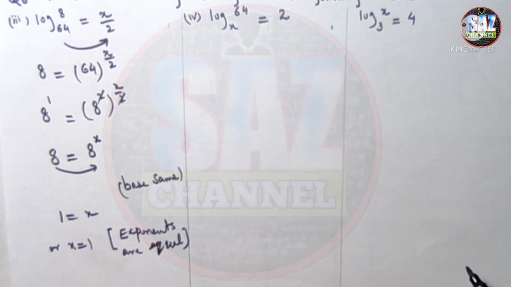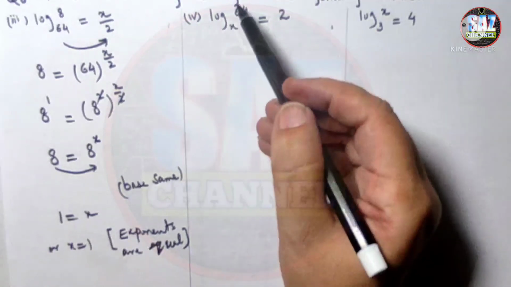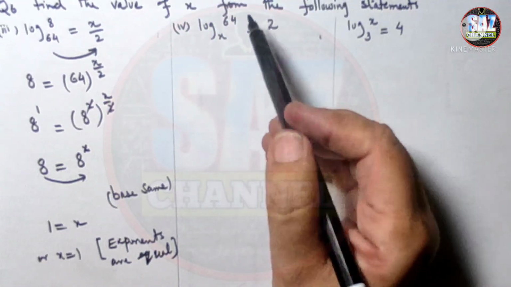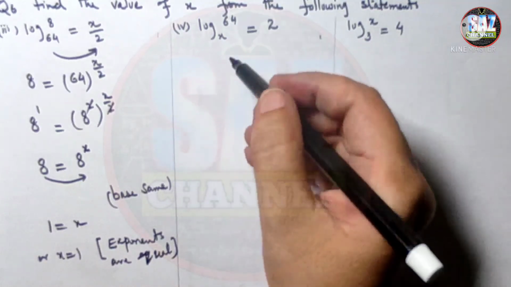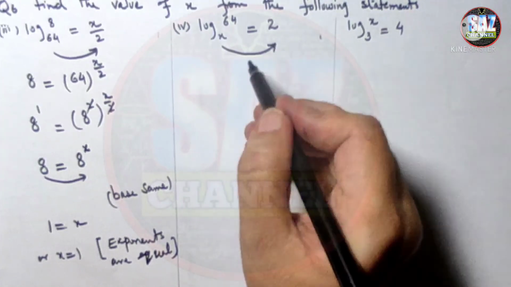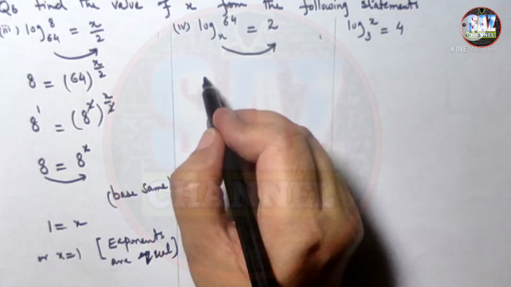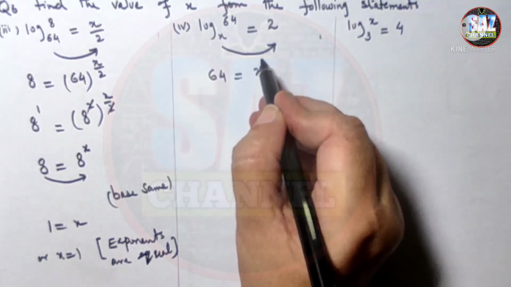And moving to the next part, log 64 to the base x equals 2. How to read this? Log 64 to the base x equals 2. Again a logarithmic equation, and we have to turn it into exponential form. So what will this become? 64 equals x square.